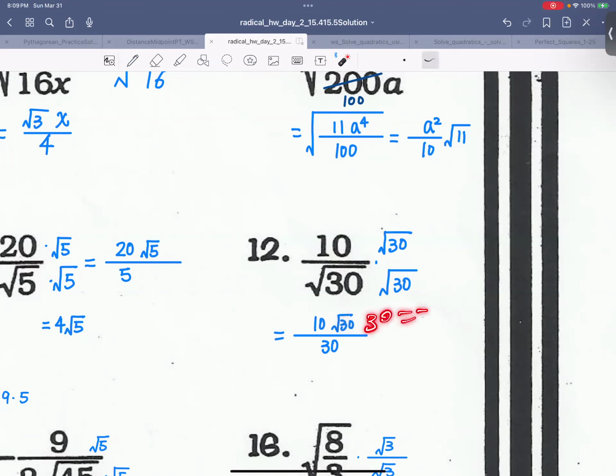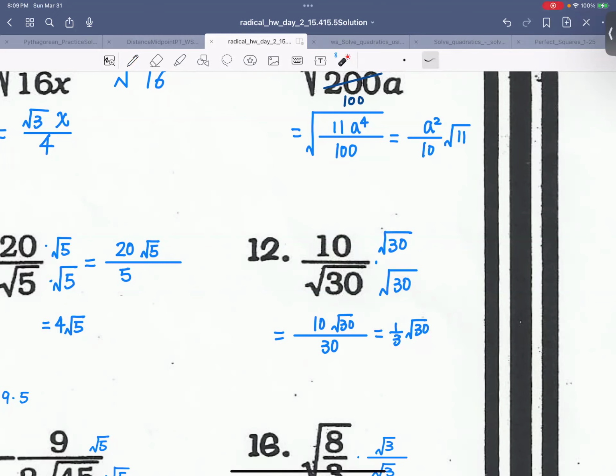30 is 2 times 15. 15 is 3 times 5. There's no perfect square number, so we leave this as it is. But we can simplify here, okay? Which is 1 over 3 times square root 30. Make sense? Yeah. Right.